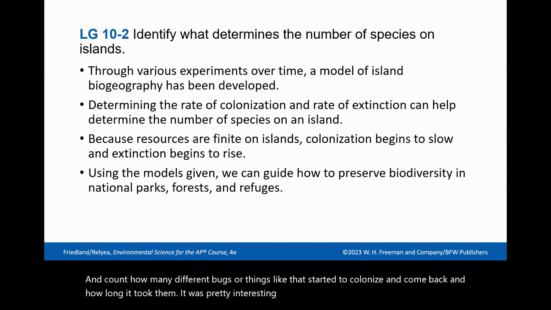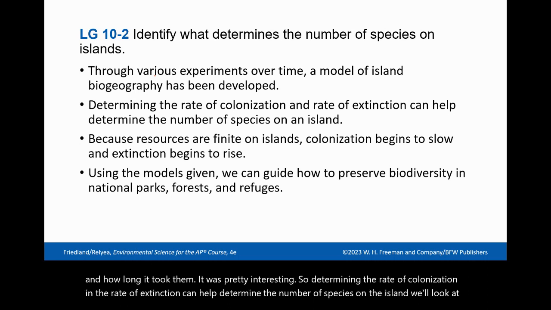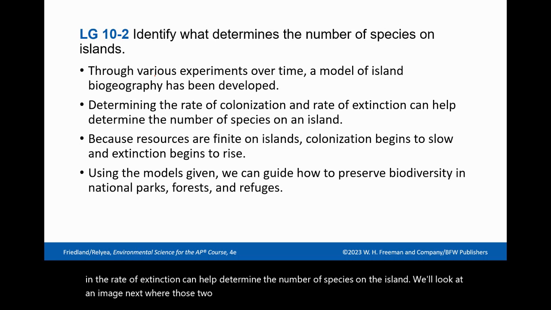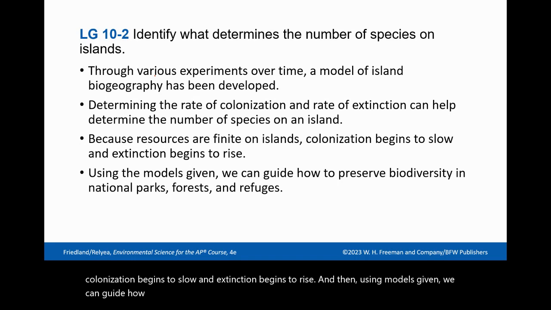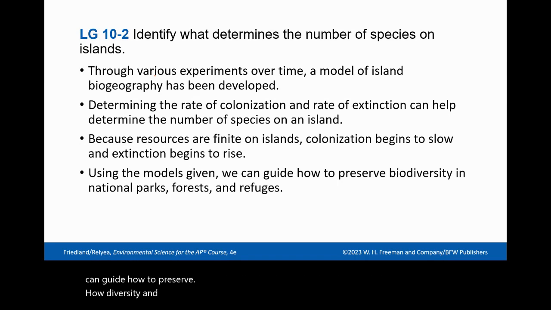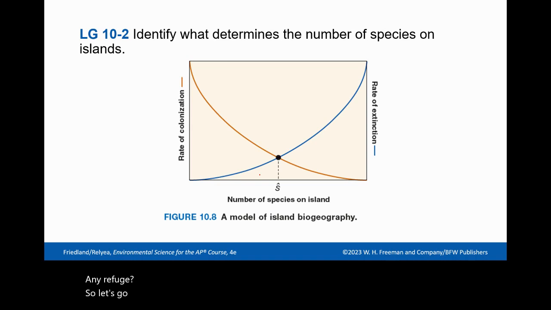So, determining the rate of colonization, the rate of extinction, can help determine the number of species on the island. We'll look at an image next where those two things interact. Because resources are finite on the island, colonization begins to slow and extinction begins to rise. And then using models given, we can guide how to preserve biodiversity in national parks, forests, and refuges. So let's go ahead and look at that and talk about it.